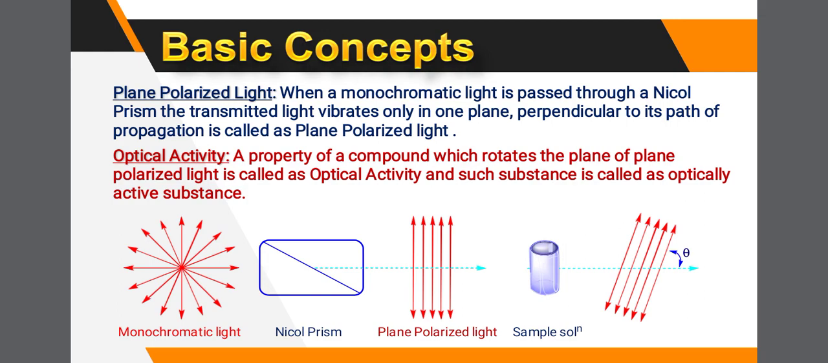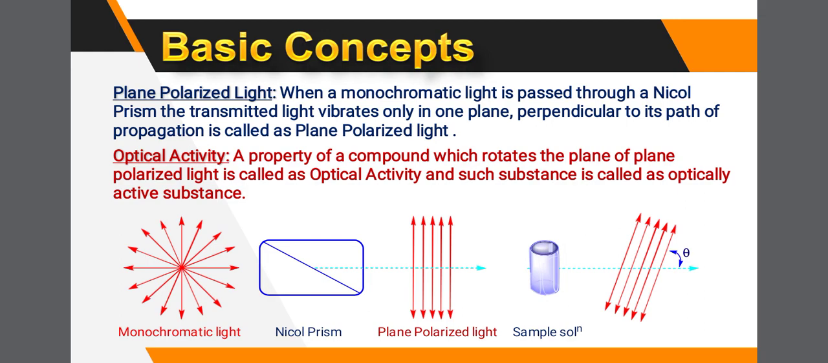Okay, plane polarized light. When monochromatic light is passed through a Nicol prism, the transmitted light vibrates only in one plane, that is perpendicular to its path of propagation. It's called plane polarized light. Okay, what does optical activity mean? A property of a compound which rotates the plane of plane polarized light is called optical activity, and such a substance is called an optically active substance.